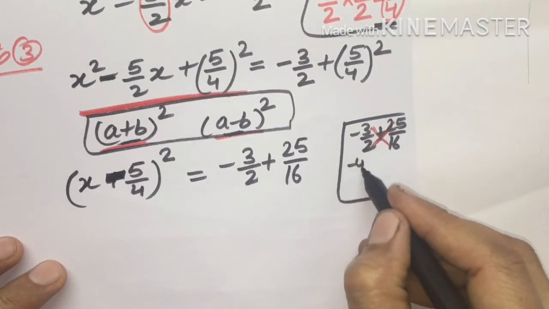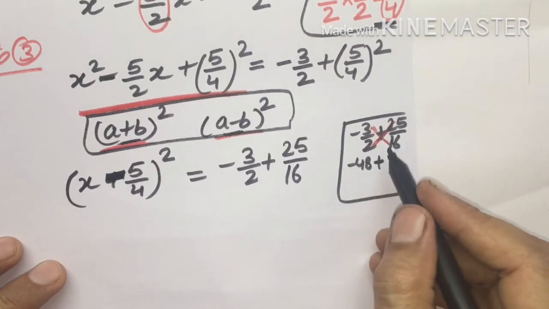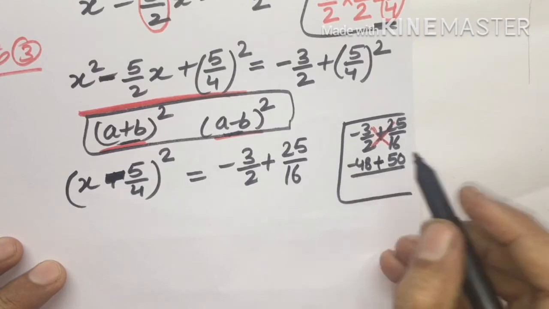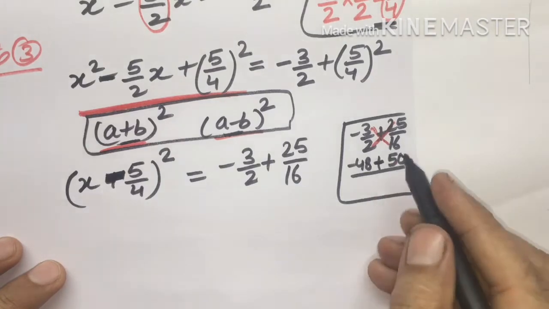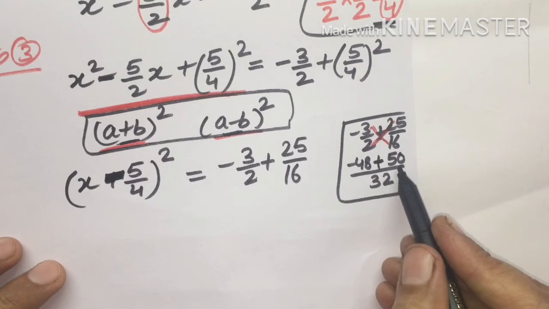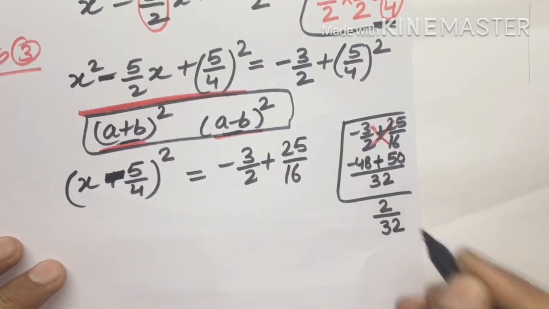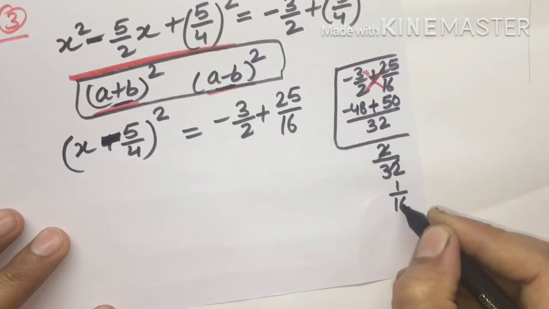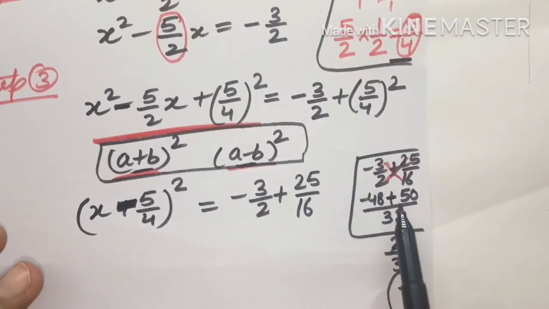16 3s are 48, so minus 48, and the plus sign stays in between the numbers. Then 25 2s are 50. And in the denominator we multiply the two numbers, so 16 2s are 32. So we will get minus 48 plus 50, so 2 in the numerator, upon 32. I can simplify and I will get 1 upon 16 as the final answer.